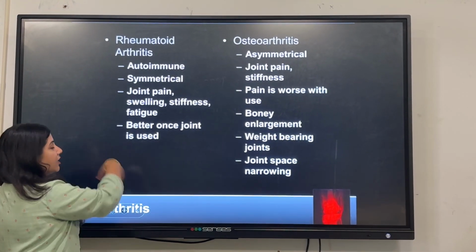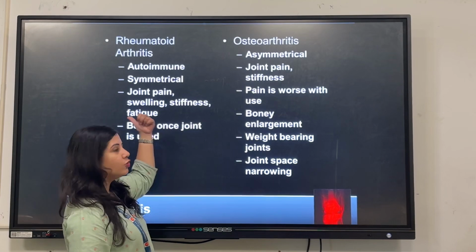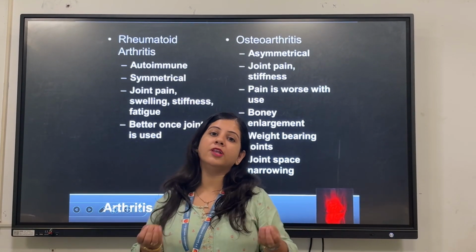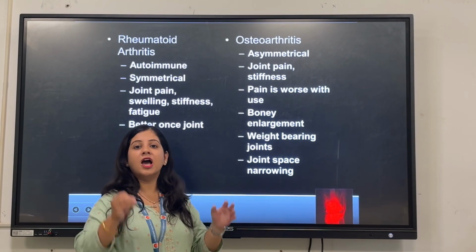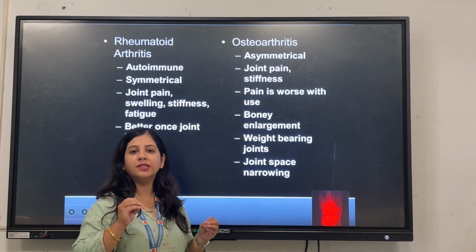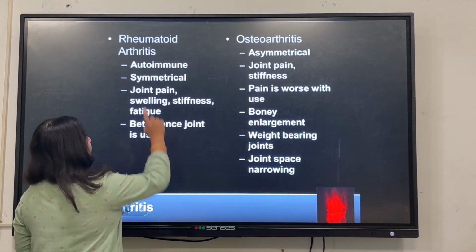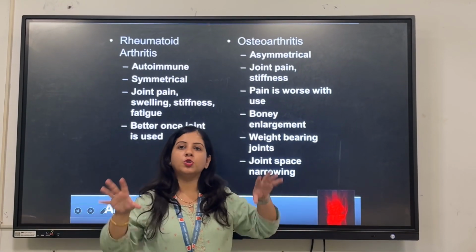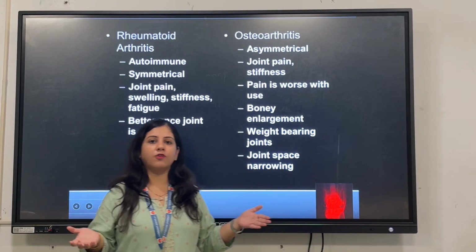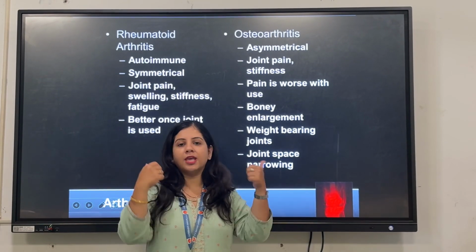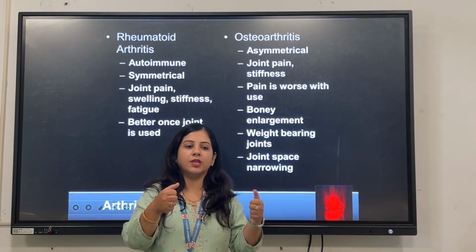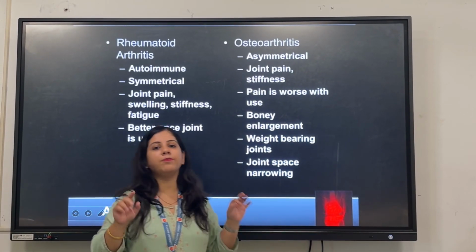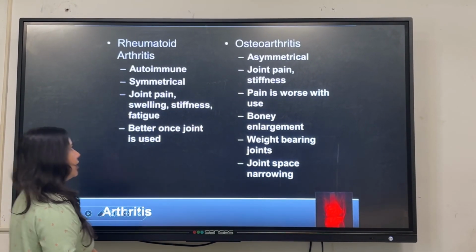Rheumatoid arthritis is actually autoimmune. What do we mean by autoimmune? Autoimmune is when your body's own defense cells attack the normal healthy cells. It is symmetrical. What do we mean by symmetrical? It means the same joint will be affected on both sides of the body. That is, if the CMC is affected, it is affected on both sides. If the PIP or DIP is affected, both sides will be affected.